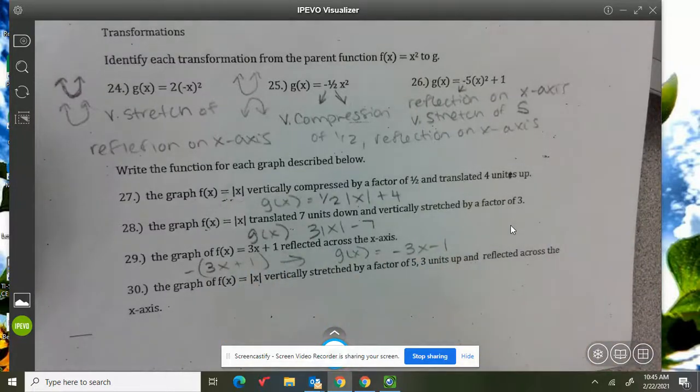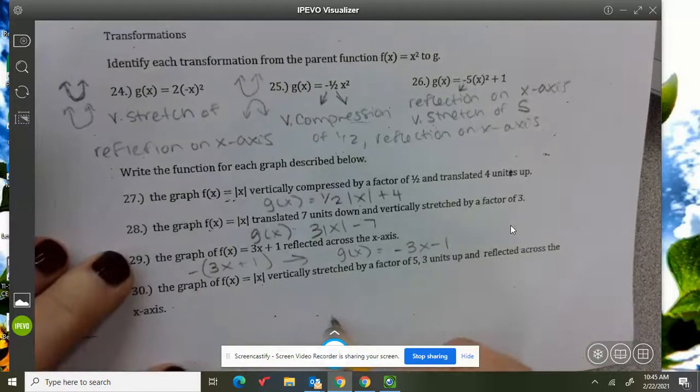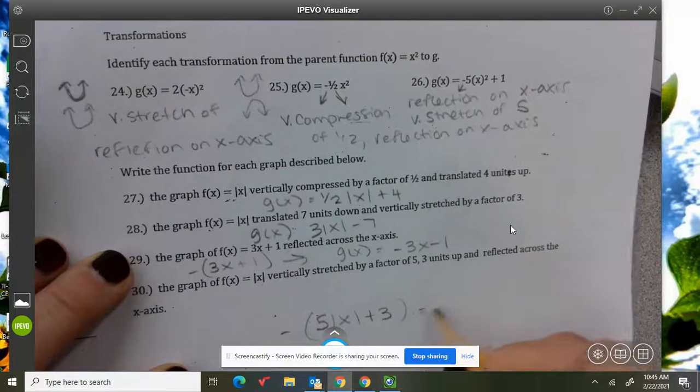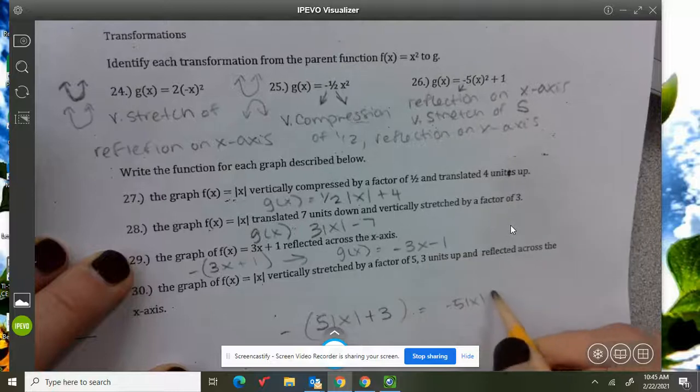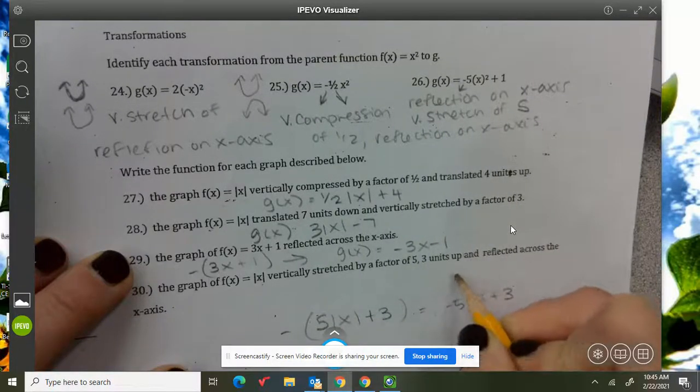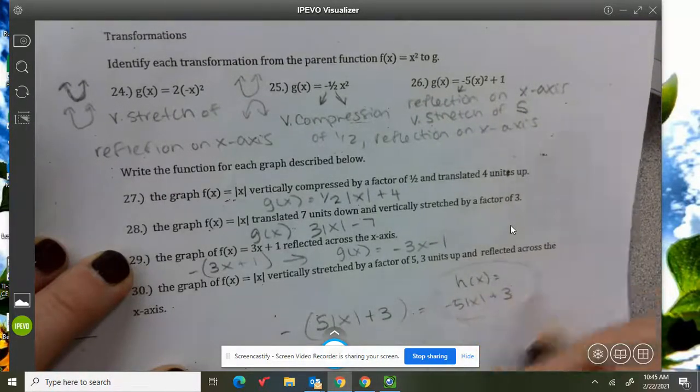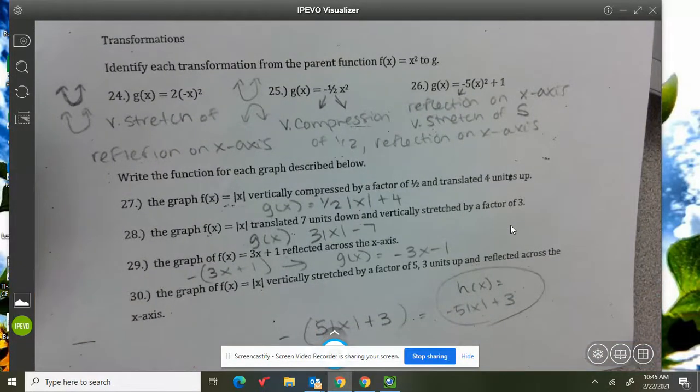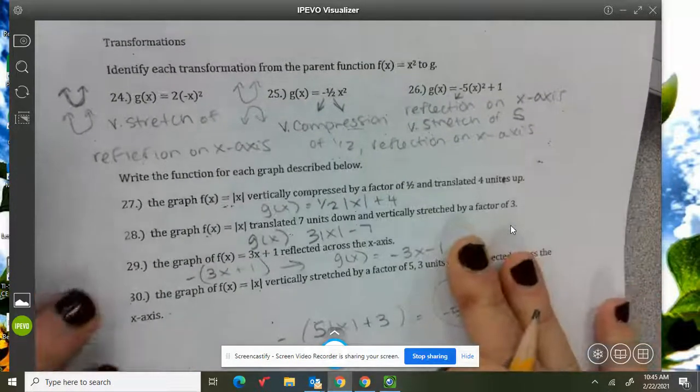Okay. The graph of absolute value of x is vertically stretched by a factor of 5, up 3 units, and then reflected across the x-axis. Let's call it h of x. Sure, why not? Spice it up. Okay. All right, so those are the reflections.